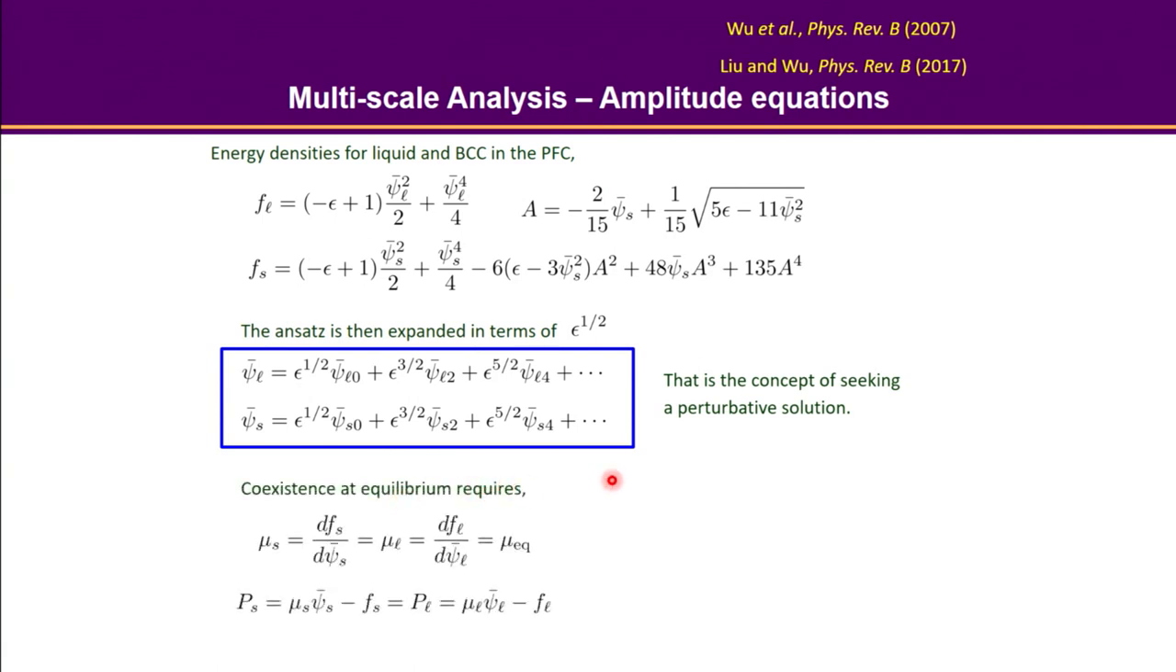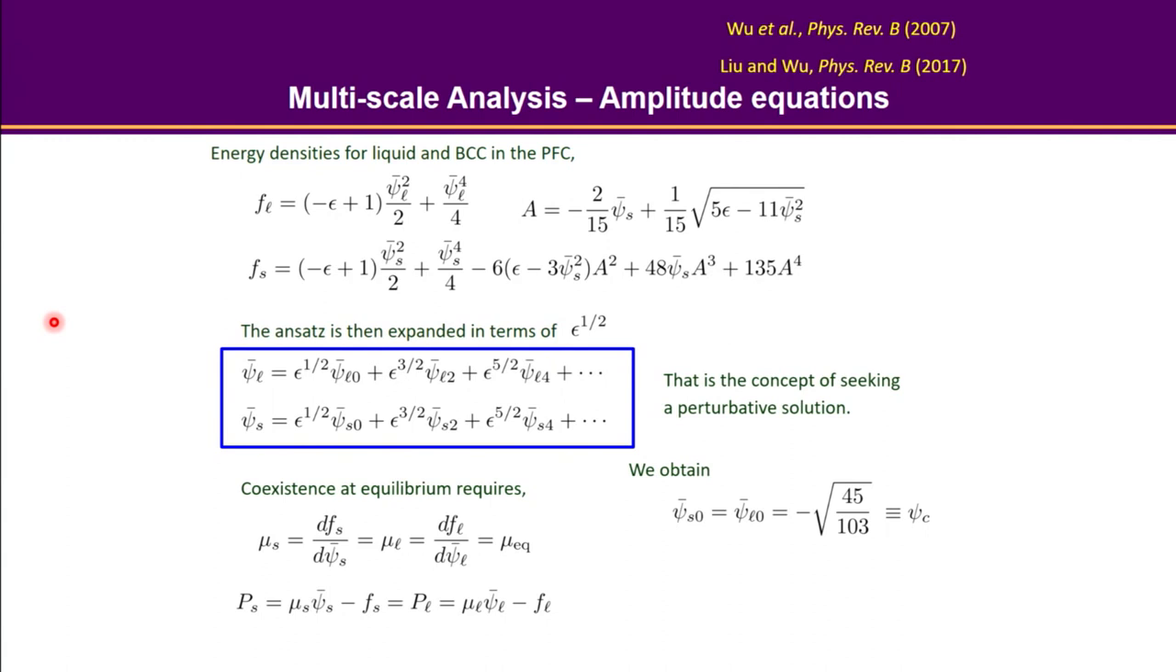Just write your solution in terms of some small parameter, as a polynomial of that. And of course, the solid-liquid coexistence will require the same chemical potential and the same pressure. If you really do that, it will work out everything. Indeed, to the lowest order, you are expecting the solid and liquid densities to have the same value. And you can also work out the next coefficients. In this expansion, the coefficients are L0, L2, L4, and so on.